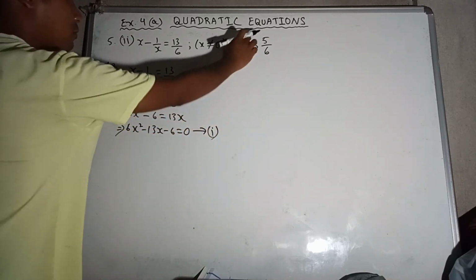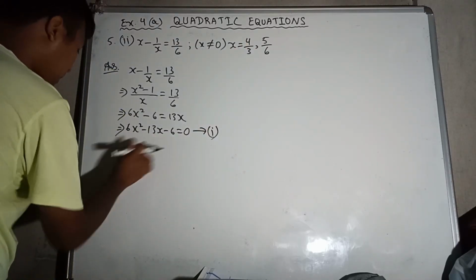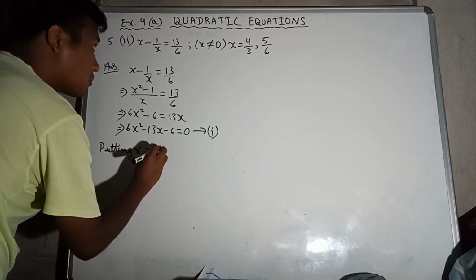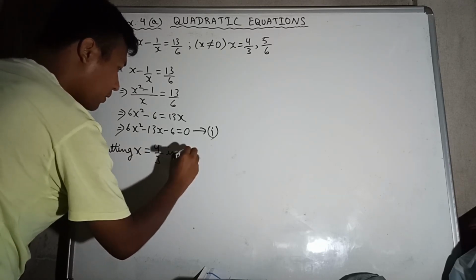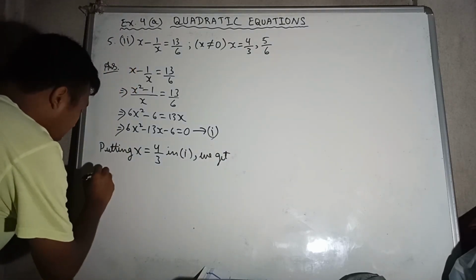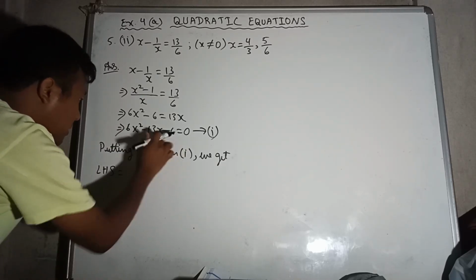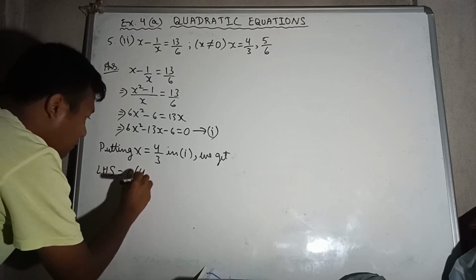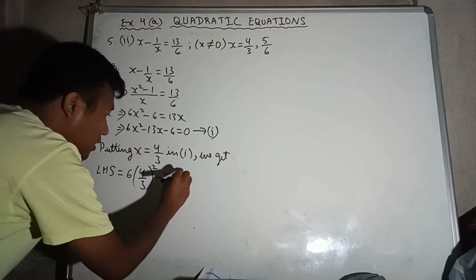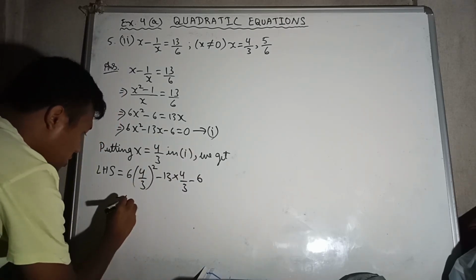Then in equation 1, substitute x is equal to 4 by 3. Left hand side: putting x is equal to 4 by 3 in 1, we get left hand side 6x square minus 13x minus 6, that is 6 into (4 by 3) whole square minus 13 into (4 by 3) minus 6, so this is equal to 6 into 4 square over 3 square.